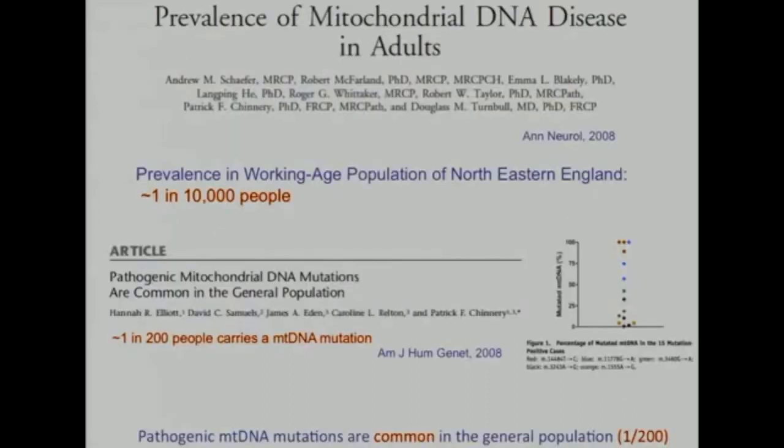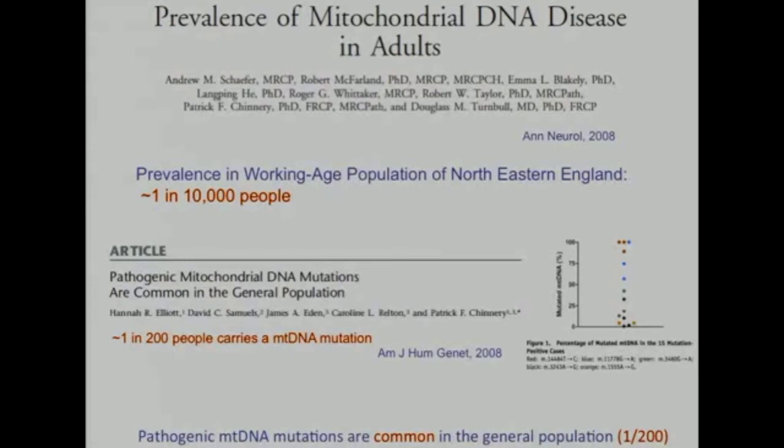This is a little out of date, there's actually a newer paper that just came out in the Annals of Neurology that showed that in working age individuals, the frequency of symptomatic mitochondrial disease is about 1 in 5,000. This is an older paper, but right now it's estimated to be 1 in 5,000, so it's not uncommon.